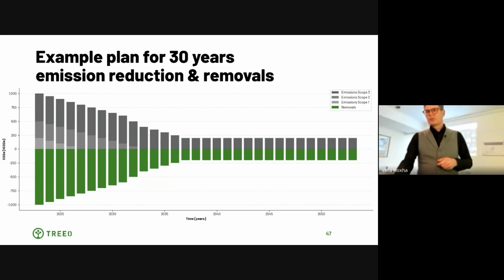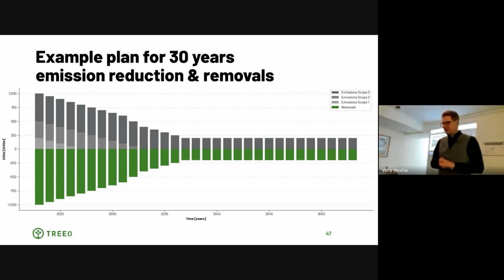And then from then on, you basically deal as an organization with scope 3 emissions only. The green bars depict your ambition, and this is something if you work with the Science Based Targets initiative, you typically hand in such a plan, and then you discuss with them whether you implement this plan or not. You also make a statement about the removals. In this case, we counterbalance our emissions 100% with removals.